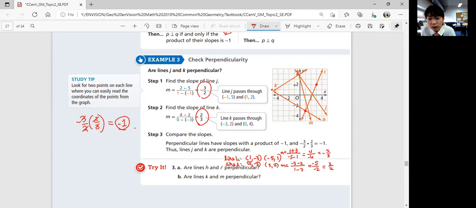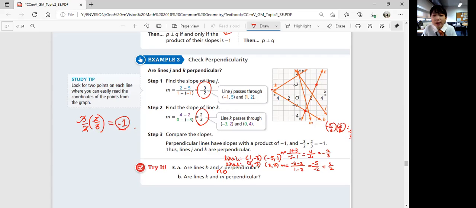If you multiply those two, do you get -1? No. -5 over 3 is not -1. So your answer is no, H and L are not perpendicular. And if you look at H and L, visually it does not look exactly perpendicular either, right? That's not going to be a perfect 90 degrees. But you should always back up your reasoning with algebraic reasoning.